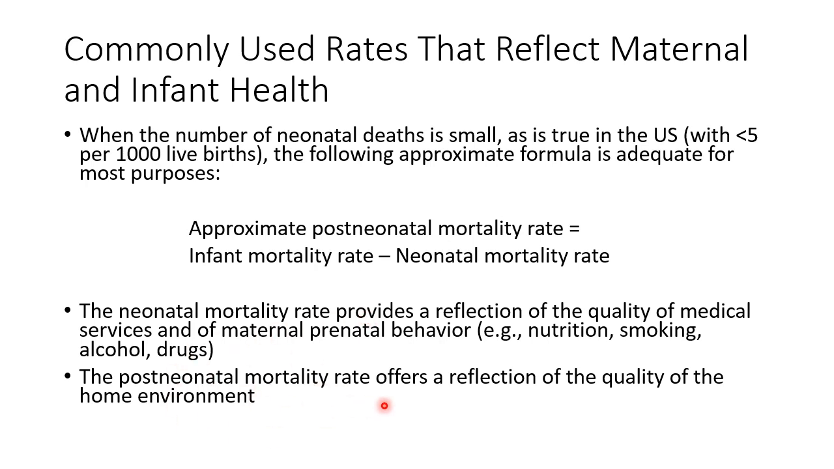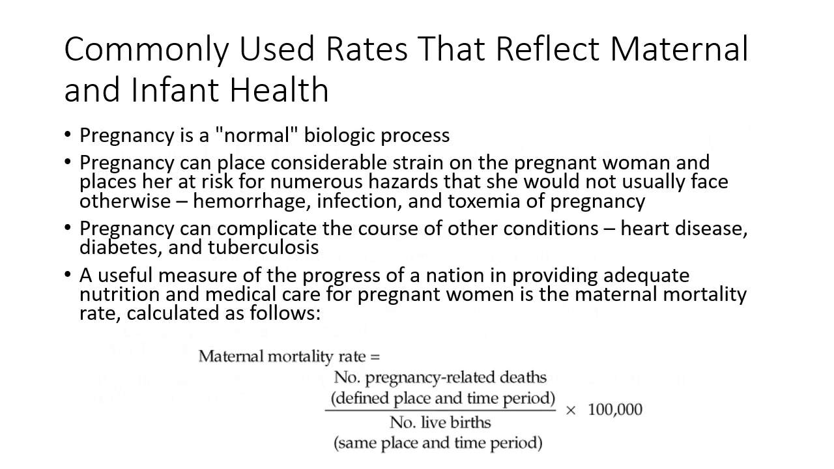The neonatal mortality rate is a better reflection of, say, maternal care prenatally, whereas the post-neonatal mortality period gives a better idea of the quality of the environment the kid was brought into, right? So if there was poor nutrition or poor access to medical care, things like that, that's usually going to be a better reflection of that.